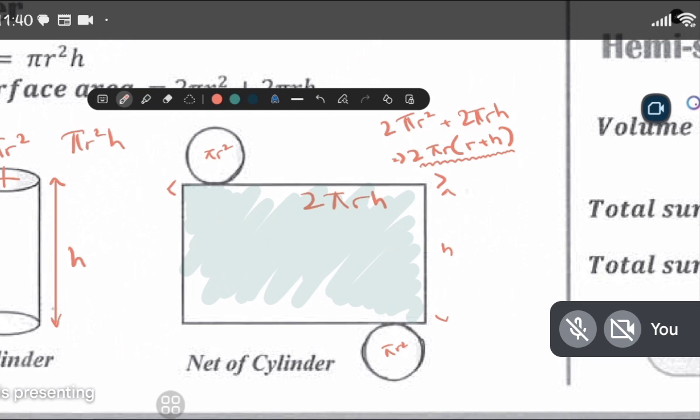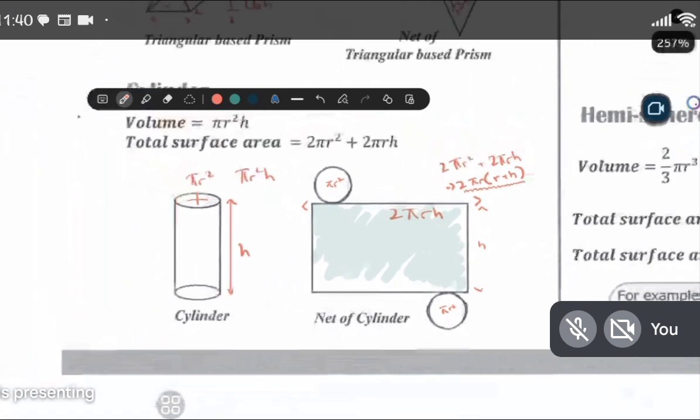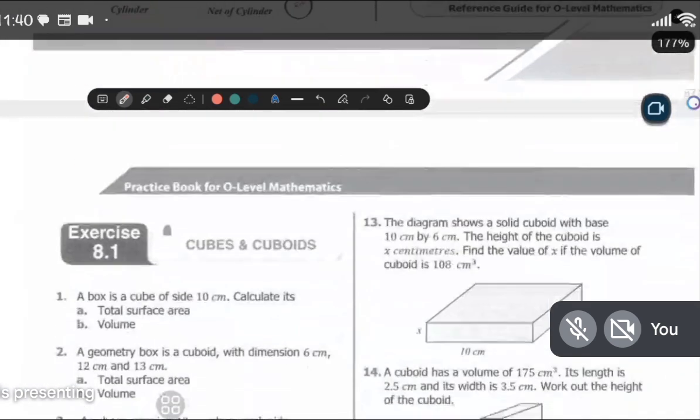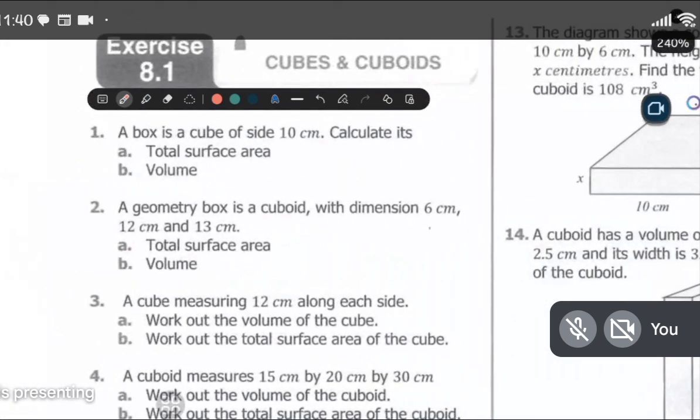Okay. So let's keep it till here and let's solve a few questions.